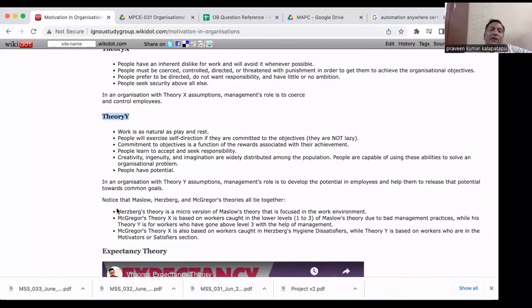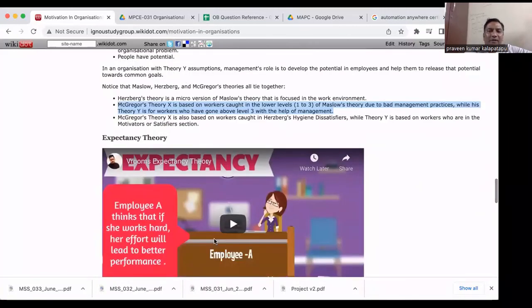So we also talked about how exactly all theories are related to each other. Okay, so Herzberg's theory is nothing but the two factors coming onto Maslow's, right? Even theory X and theory Y: theory X talks about the first three factors of Maslow, and theory Y talks about the upper two, motivators and satisfiers. Okay.